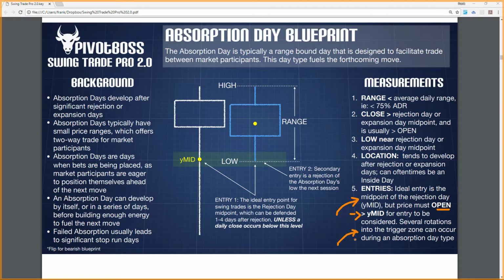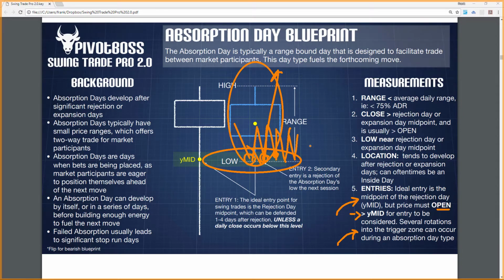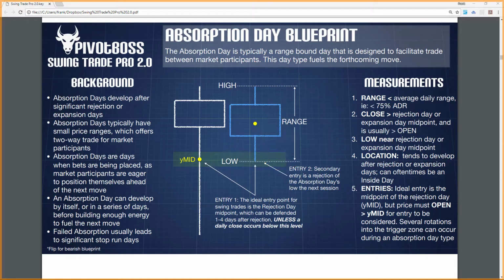Several rotations into the trigger zone can occur during an absorption day type. So that means that price can drop down early in the morning and bounce, then again in the morning and bounce, then again in the afternoon and bounce, and you could see several rotations into that midpoint throughout the course of the day. It doesn't just have to be one hit and go. Now, those are the best if it just hits and runs off, but most times you can expect several rotations into that zone before bouncing off.